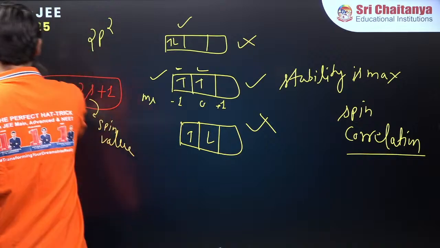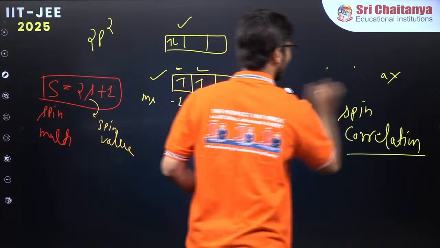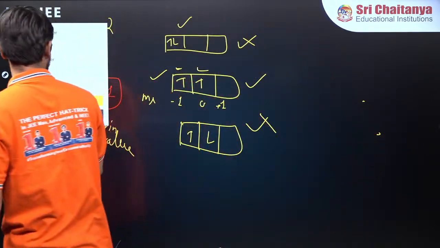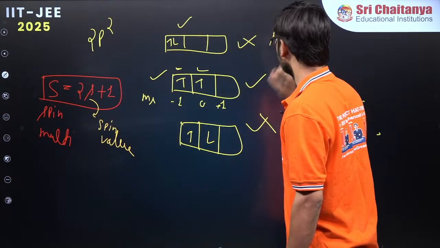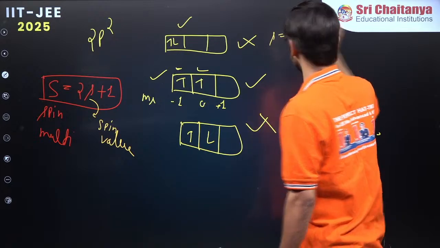Now, in these three, which is having maximum spin value? Okay, let us check. Which is having maximum spin value? Let us check, beta ji. Small s. So what is small s for this one? Plus half, and minus half. What do you get? 0.